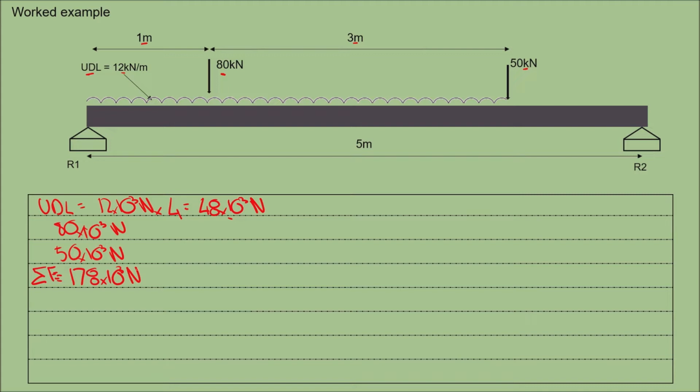Now from our previous video, we'll remember that whatever force is coming down on top of the beam is classed as a clockwise moment, and whatever is going up in that direction is classed as an anti-clockwise moment. So for this beam to remain in equilibrium, the support reactions at R1 and R2 must equal whatever's coming down on top of the beam, which in this case is 178. So let's go through and solve this problem.